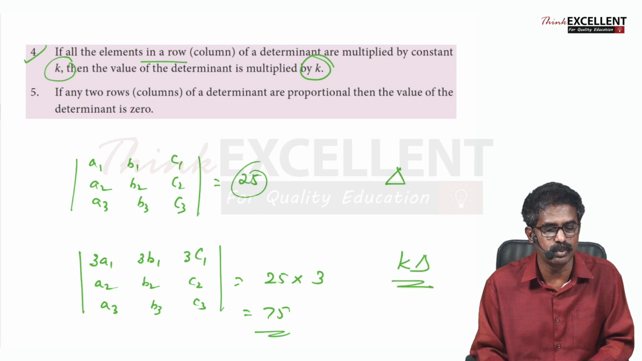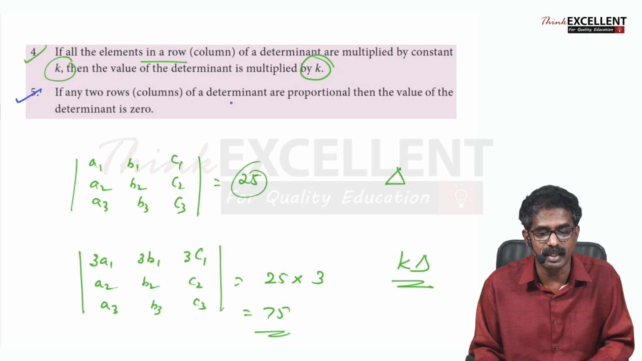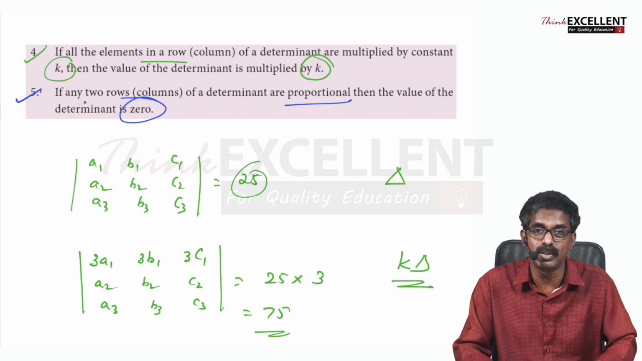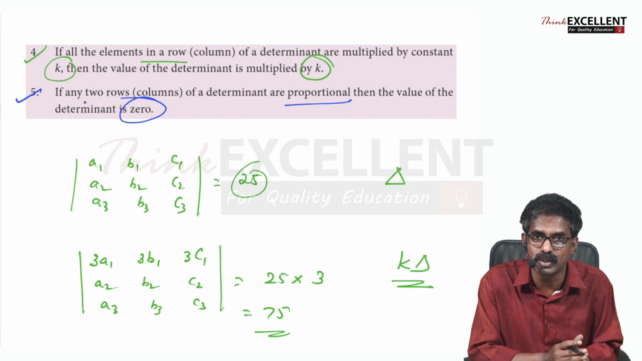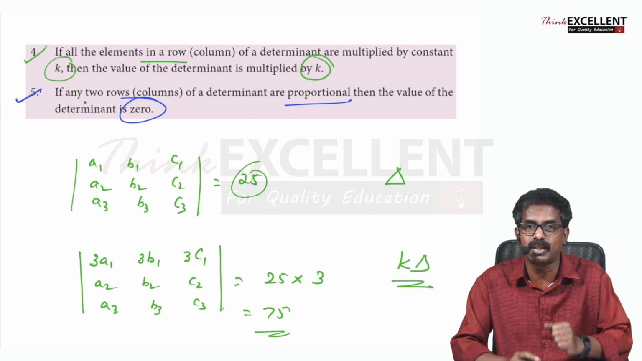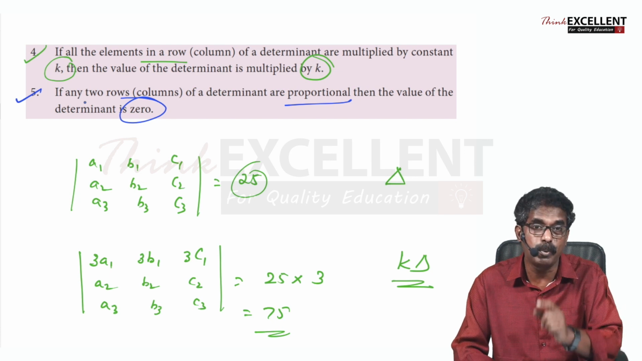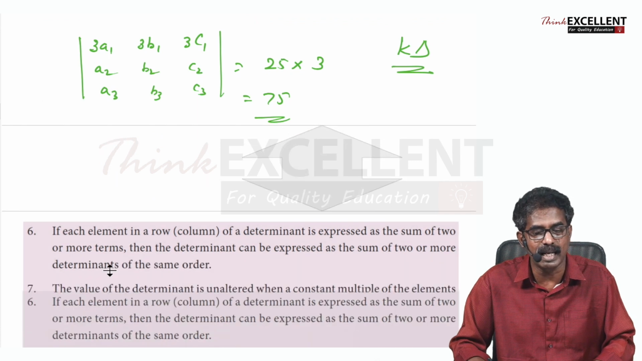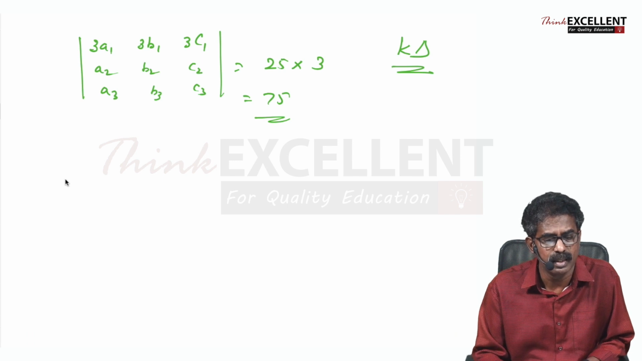Okay. Now see the next one, the fifth one. If any two rows of a determinant are proportional, then the value of the determinant becomes 0. Just now we saw one case: when does the value become 0? If two rows are identical, the value becomes 0. Now one more time, the determinant becomes 0 when two rows are proportional. What's the meaning of proportional, and what's the difference between proportional and identical? Identical means exactly the same. Listen.